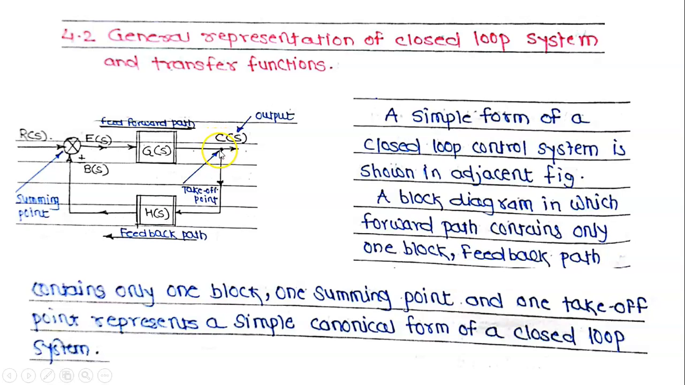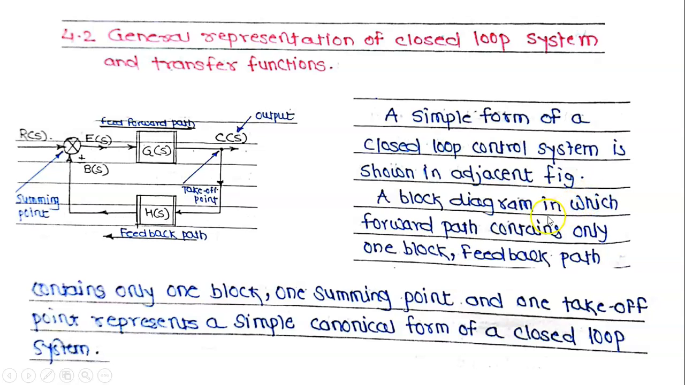Now from this output signal, one signal is taken off and this point is known as the takeoff point. This is known as the feedback signal. It is fed back to this feedback element. This feedback element passes that feedback signal to the summing point. This is nothing but the block diagram. The path from right to left is known as the feedback path, and from left to right is known as the feed forward path. A simple form of a closed loop control system is shown in the adjacent figure.